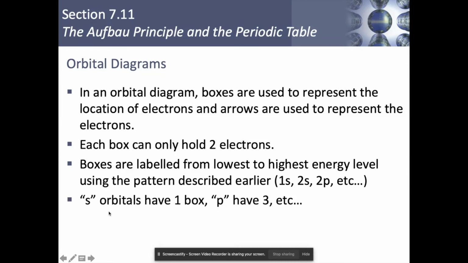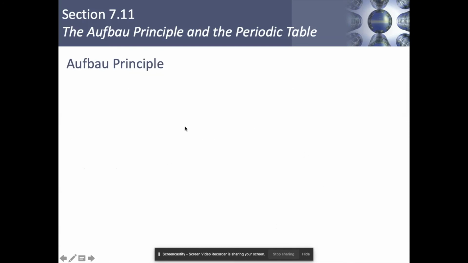Now, what about the boxes for each orbital? So s orbitals have 1 box, p orbitals have 3 boxes, d orbitals have 5 boxes, because remember, each box can only hold 2 electrons. So since each box can only hold 2 electrons, if you want to have up to 6 electrons in a p orbital, that means you would need to have enough boxes for that to work. Okay, now let's actually talk about the rules here.